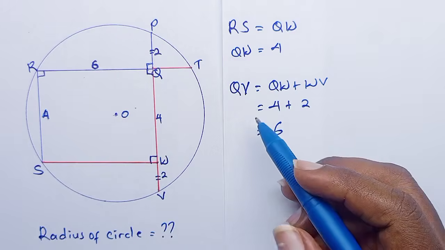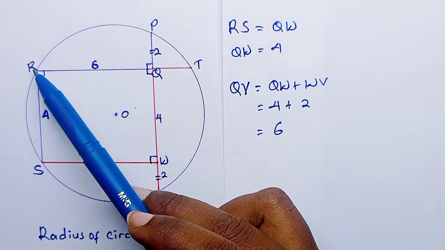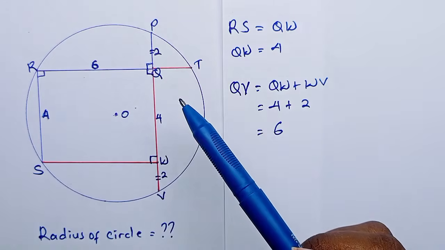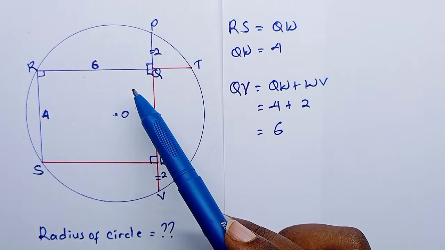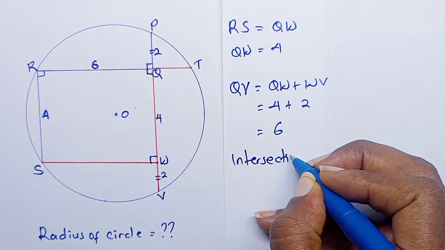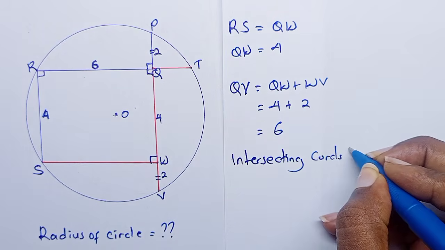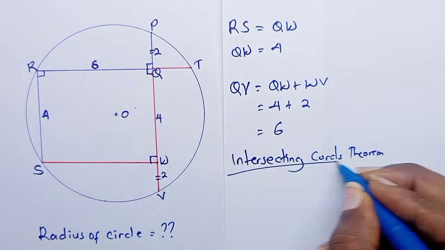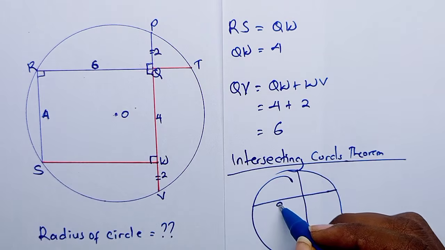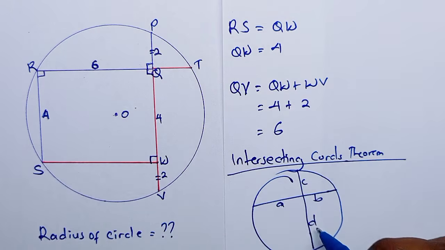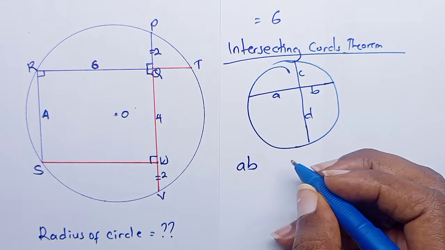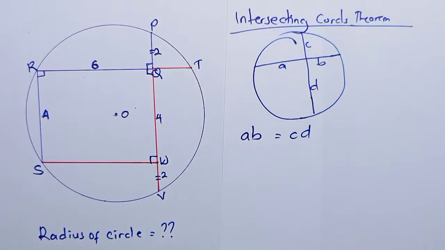Now, let's shift our focus. We know that RT is a chord, okay? PV is also a chord. And from the intersecting chords theorem, if you have two chords that are intersecting, and this is A, this is B, this is C, this is D, then A times B is equal to C times D.